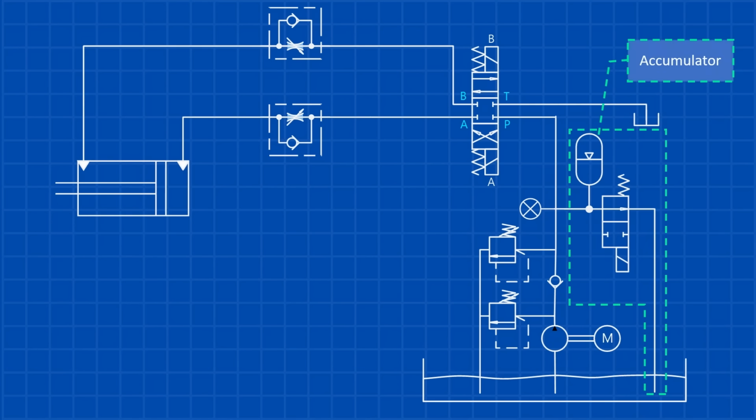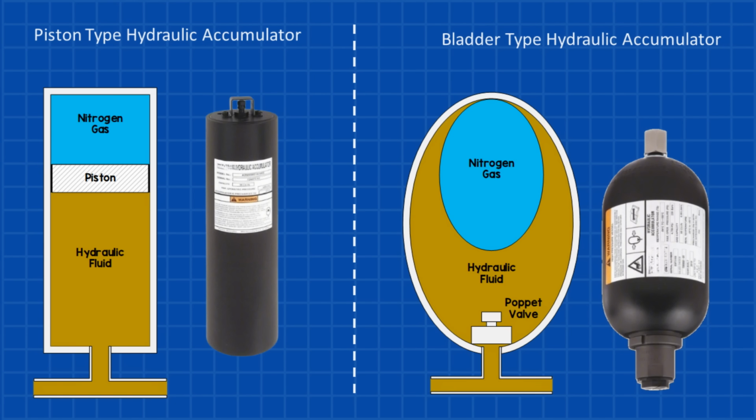Think of hydraulic accumulators as backup batteries for hydraulic systems. They store pressurized fluid and release it when needed. There are several types of hydraulic accumulators, but the two most common are piston and bladder types. Piston accumulators have a piston that separates the gas and hydraulic fluid. They are durable and handle high pressures, making them ideal for heavy-duty applications. Bladder accumulators use a flexible bladder to separate the gas and fluid. They respond quickly to pressure changes and are widely used in mobile and industrial systems.